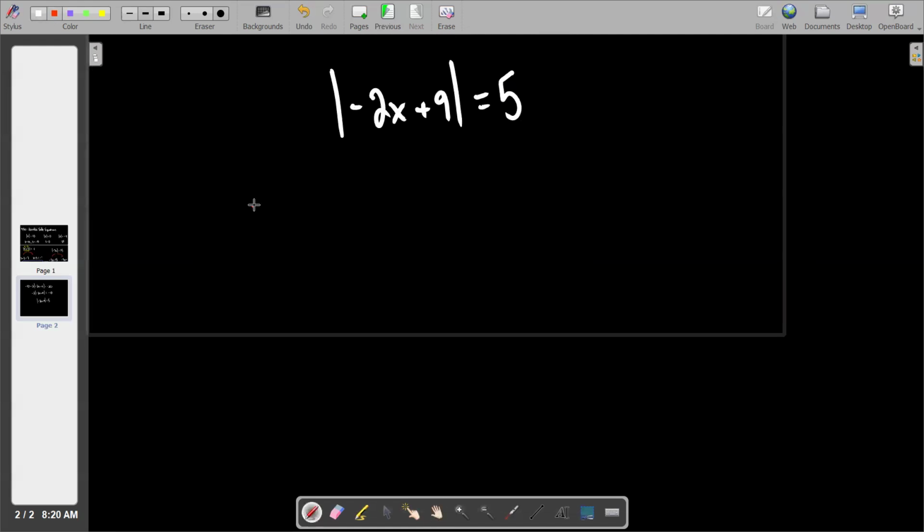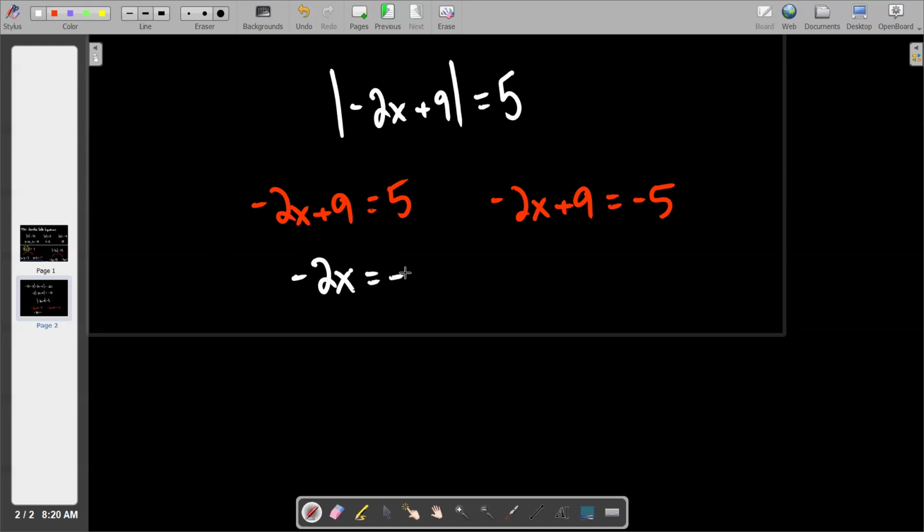So our equations are negative 2x plus 9, maybe it equals 5, or negative 2x plus 9, maybe it equals negative 5. Don't know. I'm just going to cover my bases and solve them both. If you subtract 9 on this one, what do you get? Negative 2x equals negative 4. And if we divide both sides by negative 2, we get x equals 2, there we go.